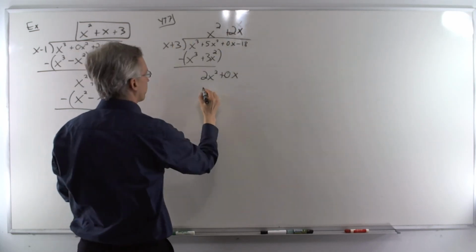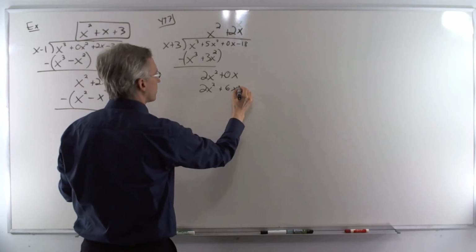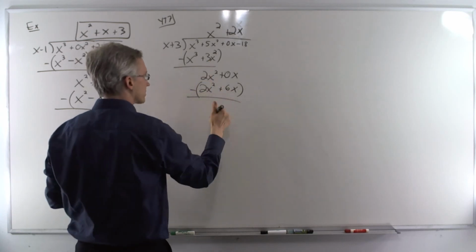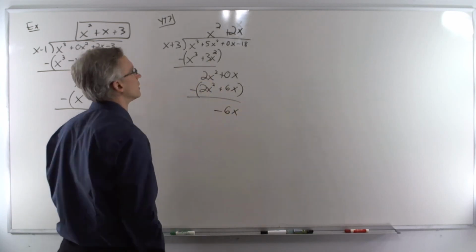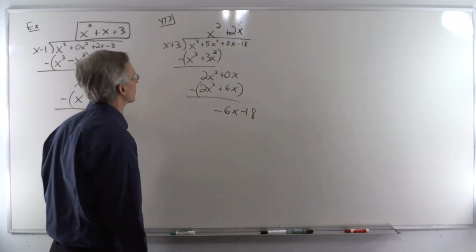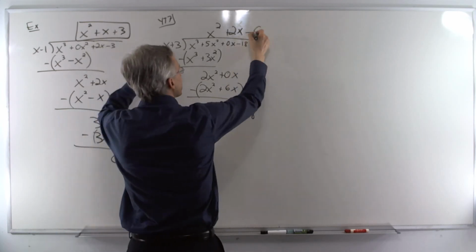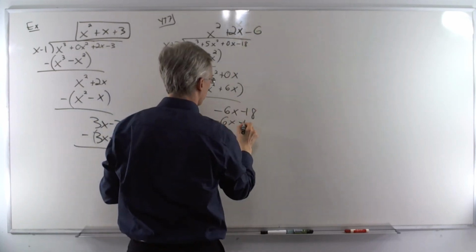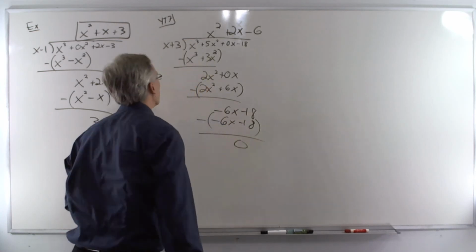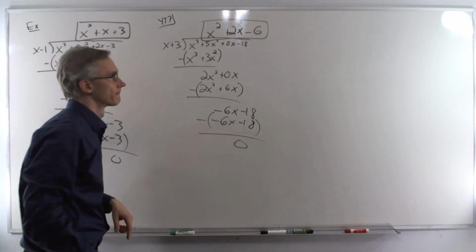Distribute. 2x squared plus 6x. All right, those go away. 0 minus 6 is negative 6x. Bring down the negative 18. All right, now we need to match negative 6x, so minus 6 here. Negative 6x minus 18. Subtract, and we get 0. 0 remainder, so that one divides evenly. So there's the answer.